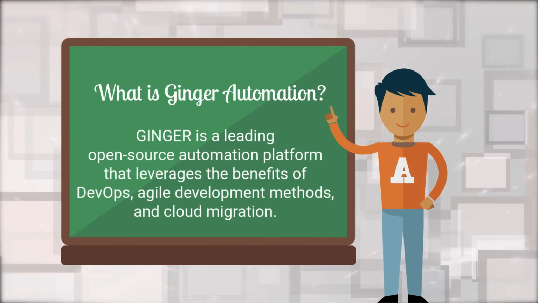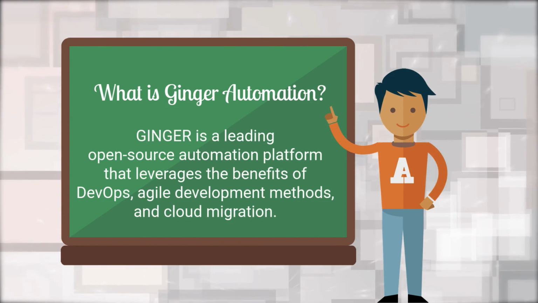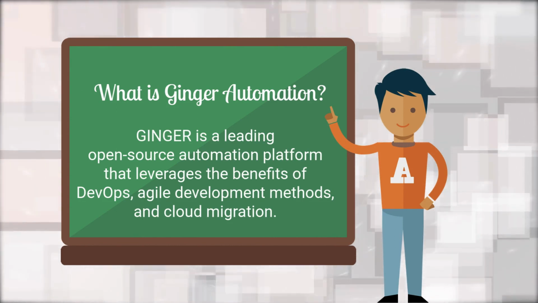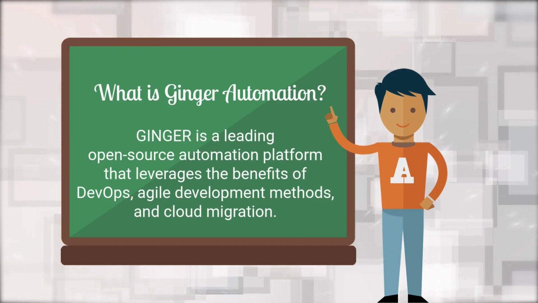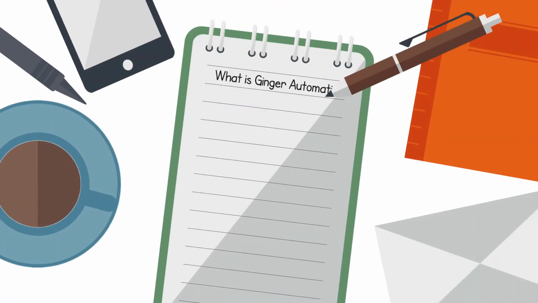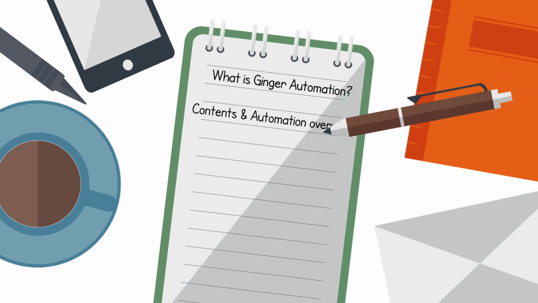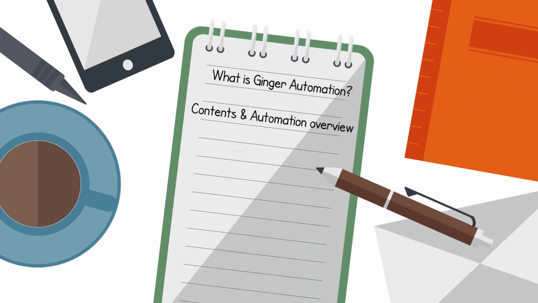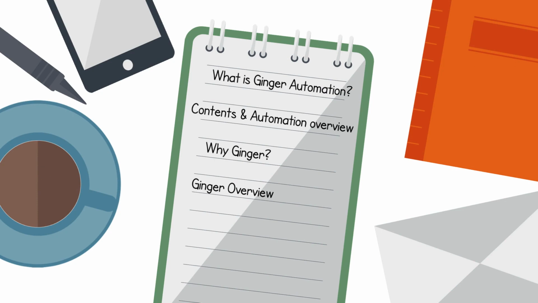Ginger is a leading open-source automation platform that leverages the benefits of DevOps, agile development methods, and cloud migration. In this video, we'll walk you through the concepts: what is Ginger automation, contents and automation overview, why Ginger, and Ginger overview. Now that you know the agenda of the video, Mr. Pratik will take over the session now.